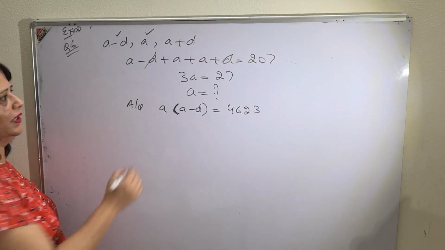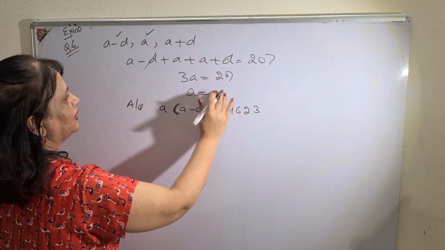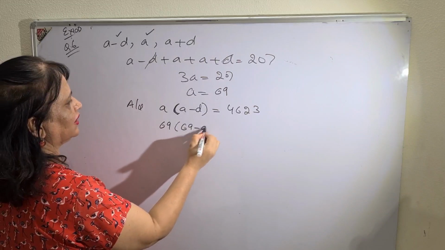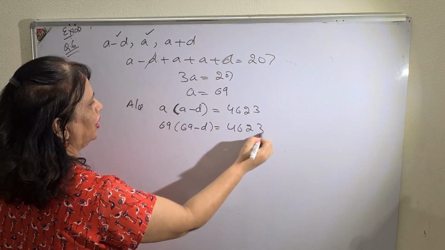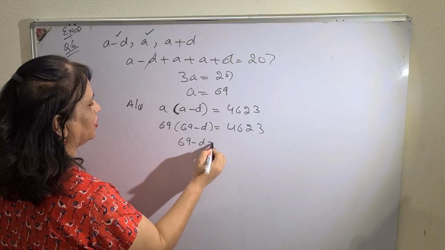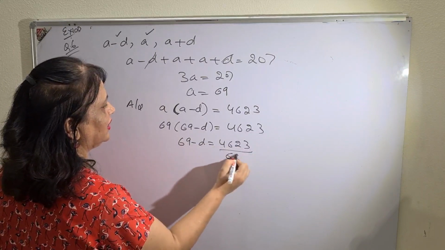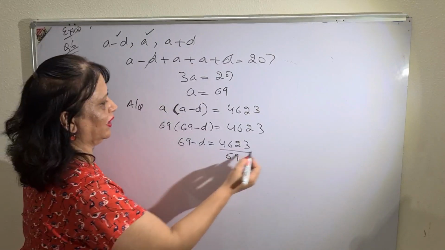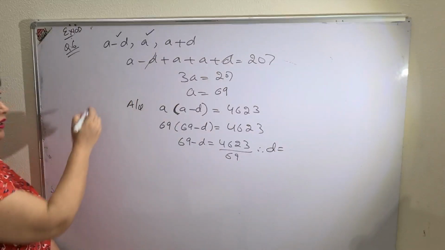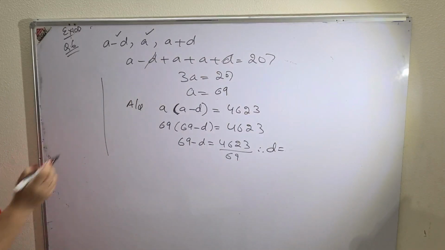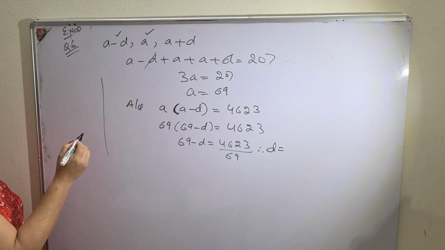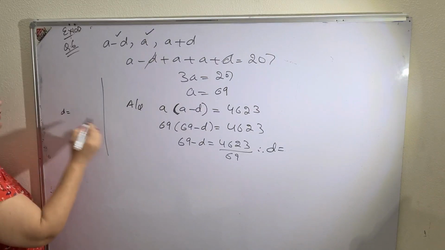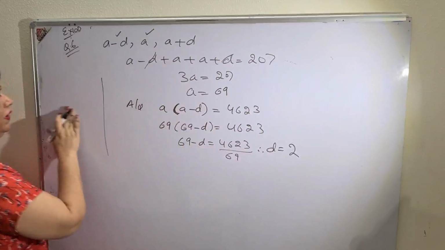For example, if I get a to be 207 divided by 3, so a is 69. So you put here 69: 69 minus d is equal to 4623, or 69 minus d is equal to 4623 upon 69, and similarly, ultimately it will give you the value of d. For example, you calculate at the rough column, 69 square you can take otherwise, and after calculating I will get d is equal to 2. d will be equal to 2.